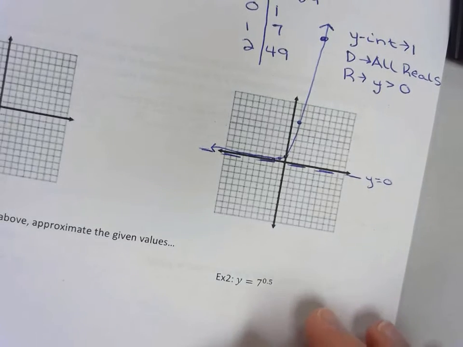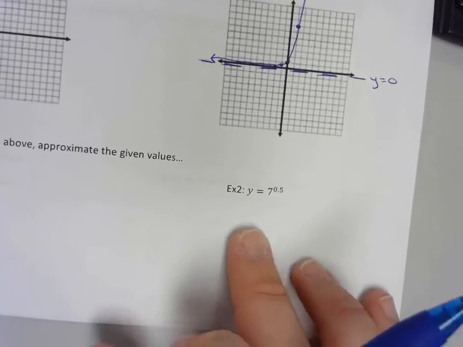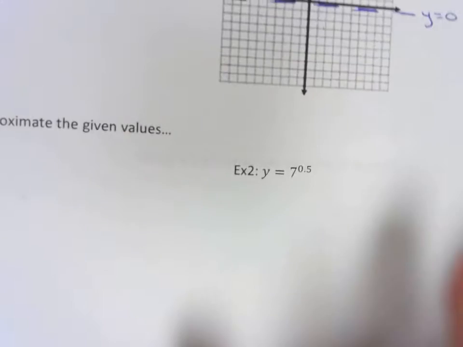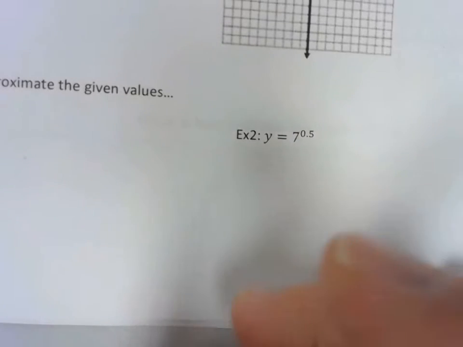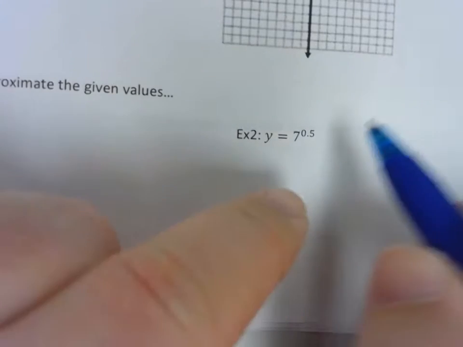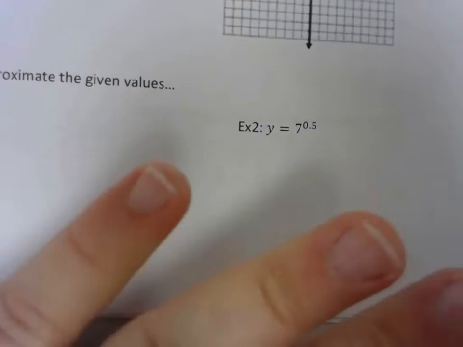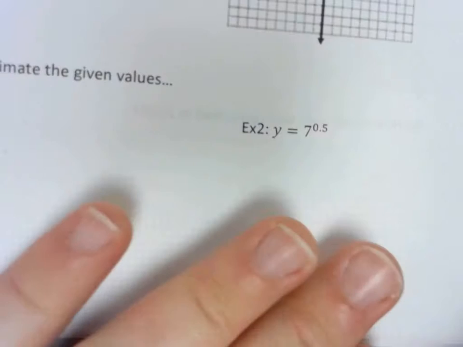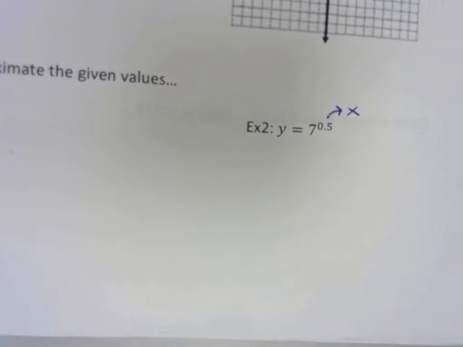Okay, any questions on that? Okay, let's look at example 2 right underneath it. Now, using the graphs above, I want to approximate the given value. So what I want to look at is, what is 7 to the 0.5? You could plug this in your calculator. Look at your graph. 0.5 is the exponent, so that's my x value.